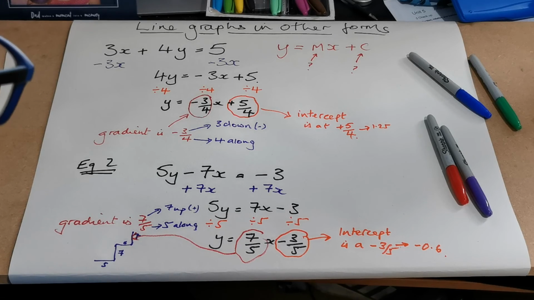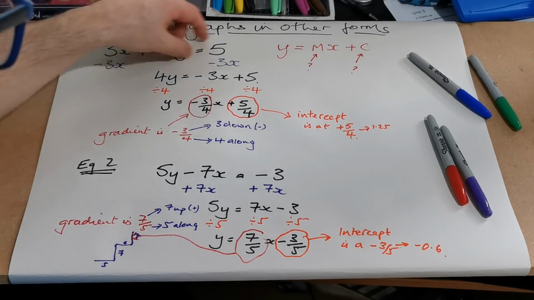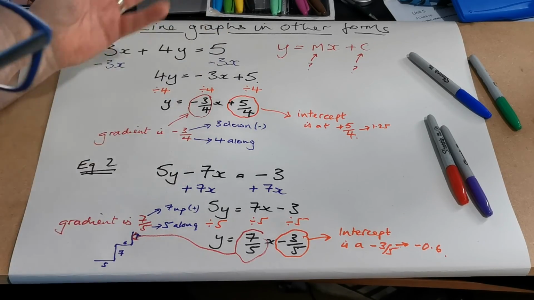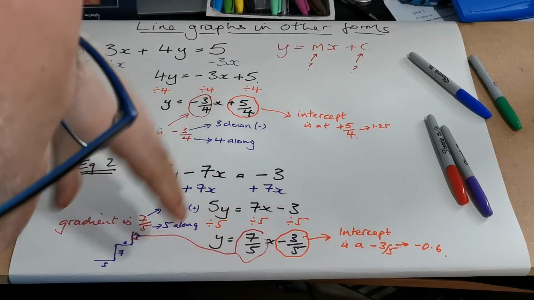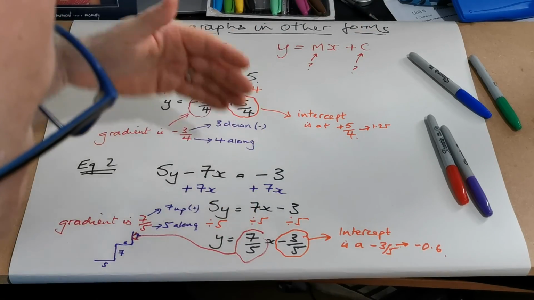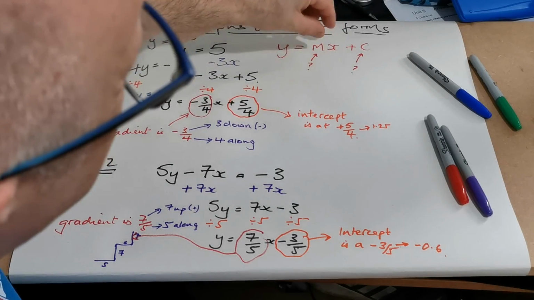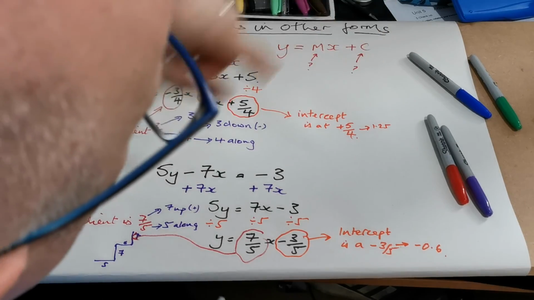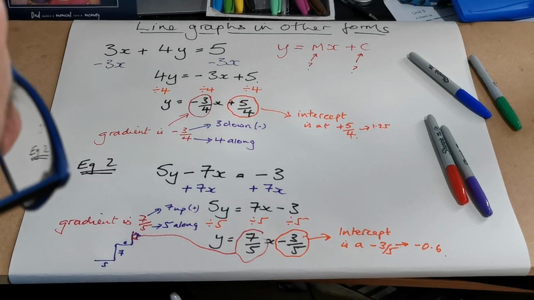Okay, and I think that's all I needed to tell you. So if you're given something in this format or a different format to y equals mx plus c, use your algebra skills, convert it to y equals mx plus c, and remember that m, the thing that times the x, is the gradient, and the other bit is the y-intercept. Okay?